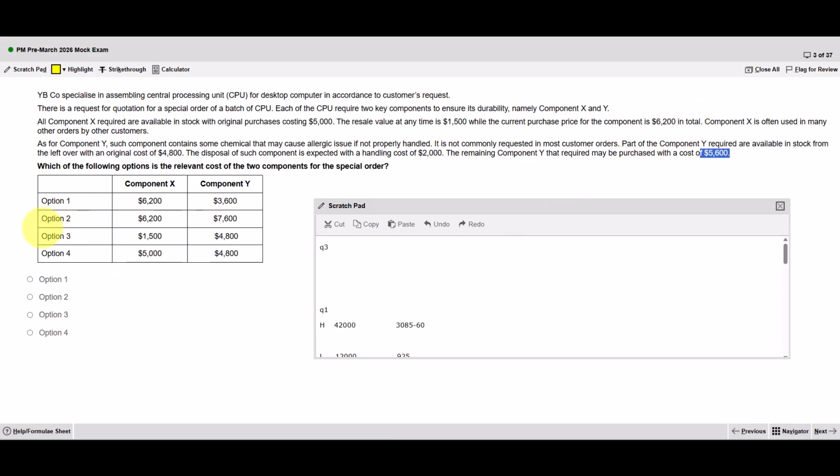So the correct option is option 1. I thought I was going to have to do a work-in, which is why I opened up the scratch pad, but I didn't need to in the end.